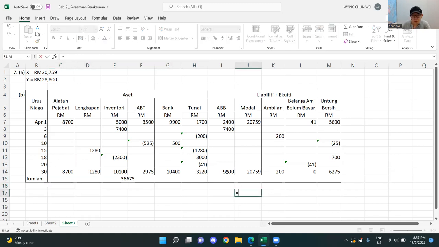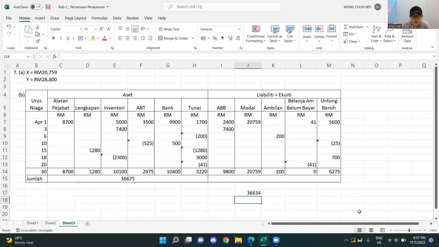So you use 9,800 plus 20,759. Okay, now this ambilan, remember this ambilan always we have to minus. So even though here it show positive 200, but we have to minus 200. All right, for this one, and then zero, don't have to do anything about it. Then lastly, the untung bersih plus 6,275.